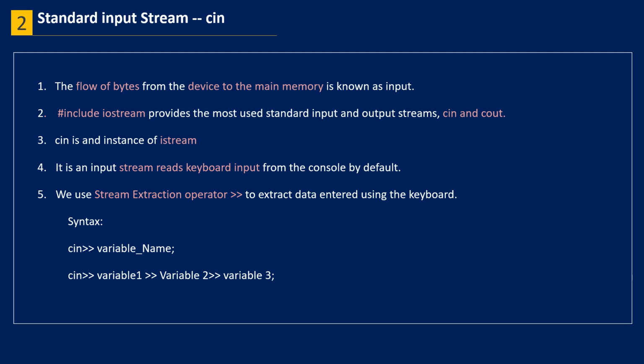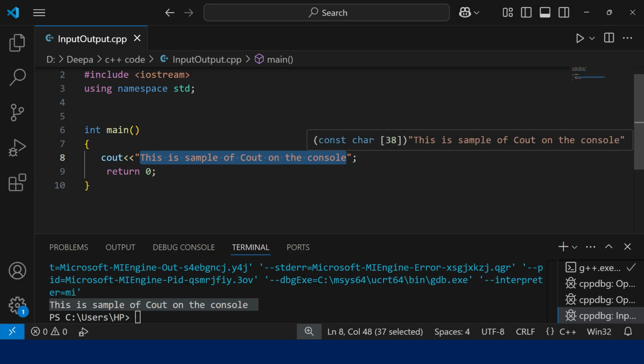The main point is the fifth: we use the stream extraction operator in the cin functionality, whereas we used the stream insertion operator in cout. The stream extraction operator is used to extract the data entered using the keyboard. The syntax is cin, the stream extraction operator, and the name of a variable, or we can extract multiple variables in cin. So we'll see this. Now let's have a practical demo on cin as well.